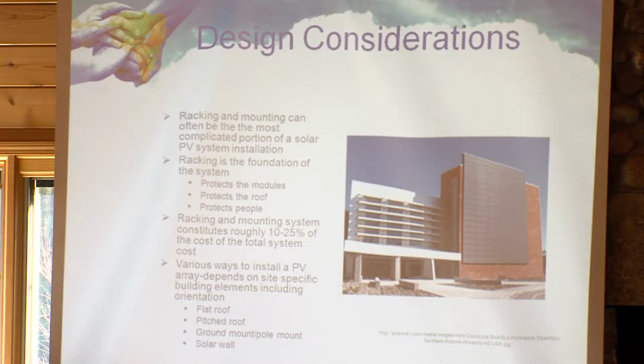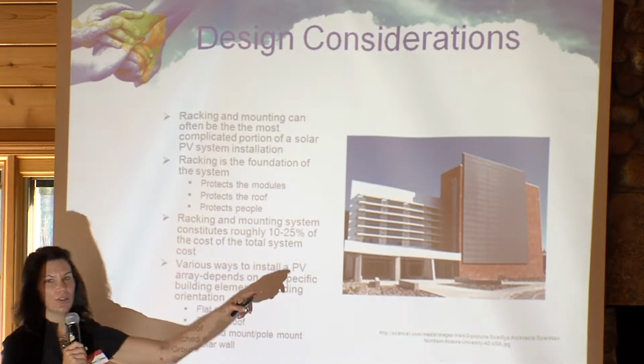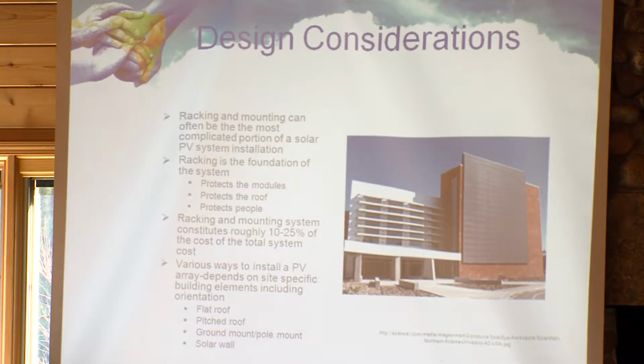So lots to consider. Racking and mounting, various ways to install a PV array, depends on the site-specific building elements, including your building orientation, if your building is flat or if it's pitched, whether a ground mount or pole mount is better for the reasons I've already discussed. And in some cases, this is building integrated PV, BIPV, a solar wall, as we see in this picture. Depending on how your existing facility or your new facility that you're building is already in design, you might want to add a solar wall. So that wall is actually your on-site power plant.